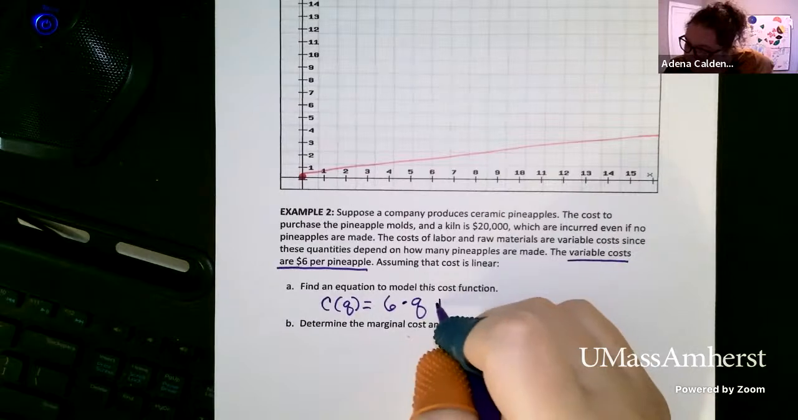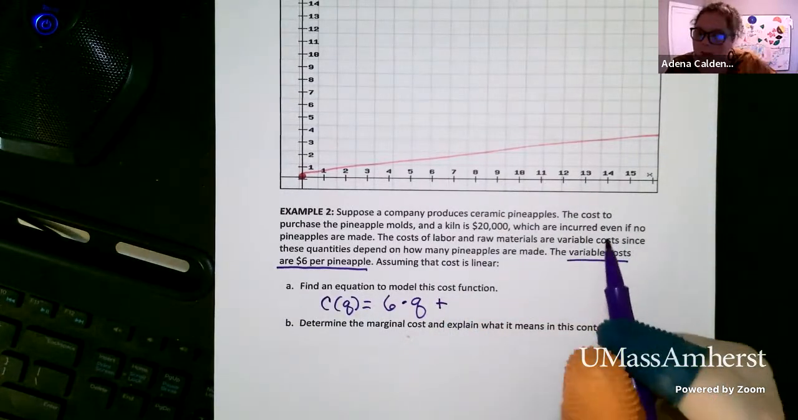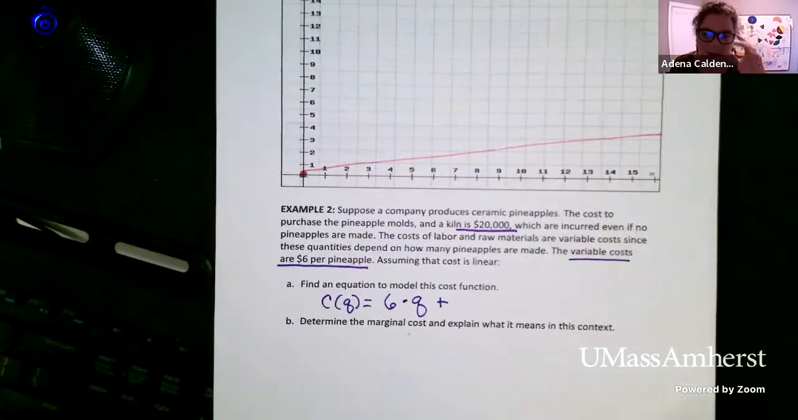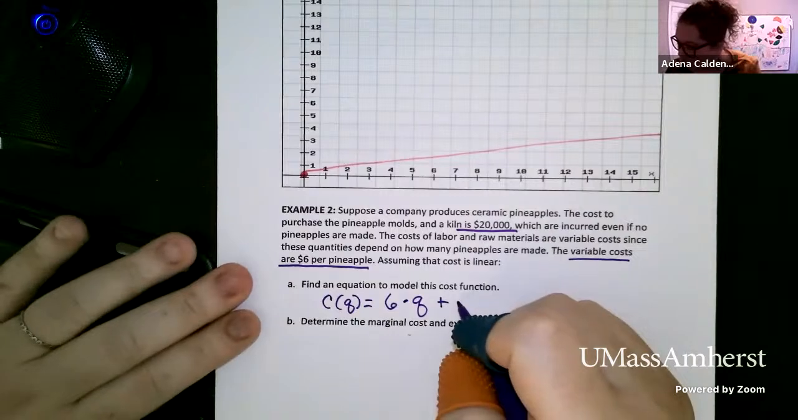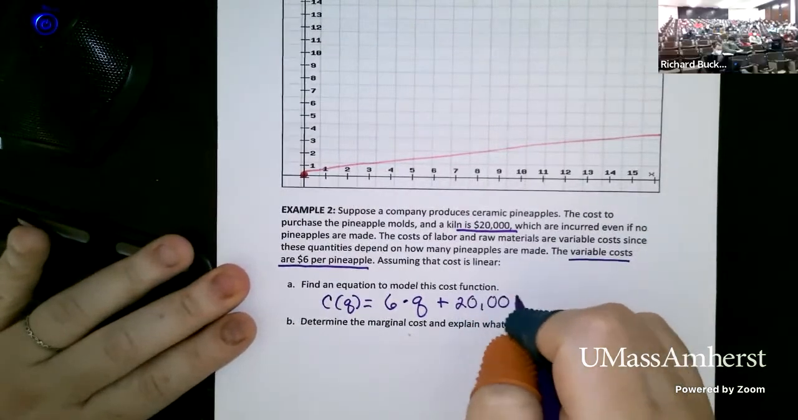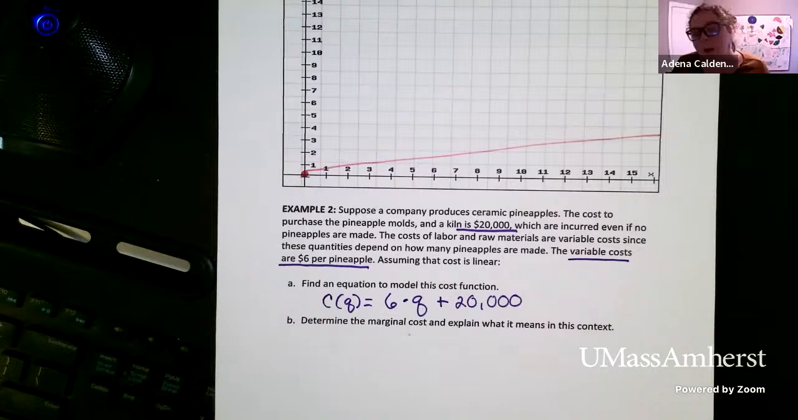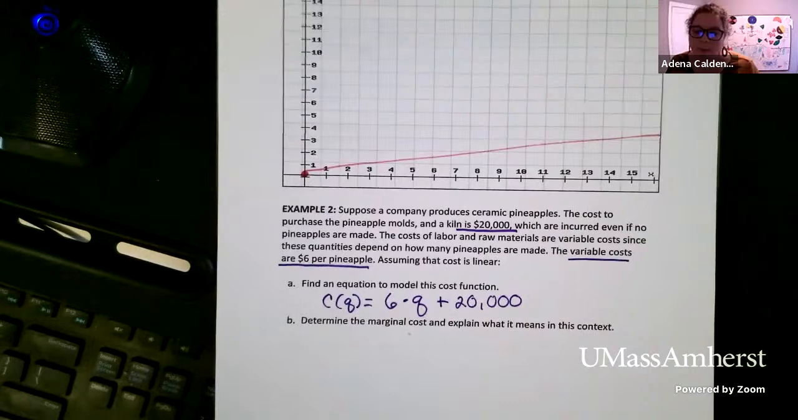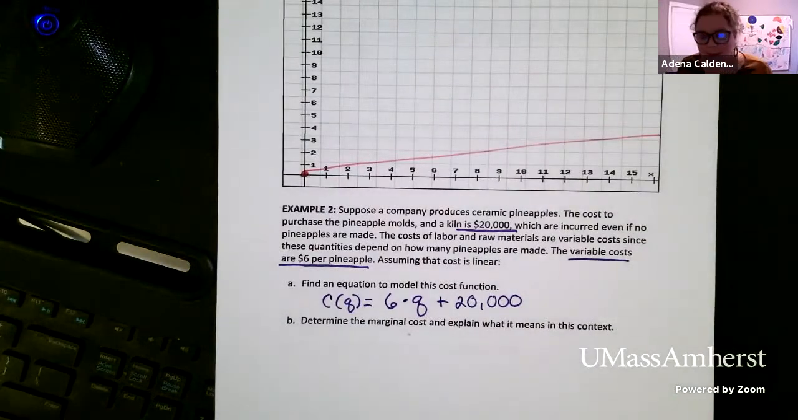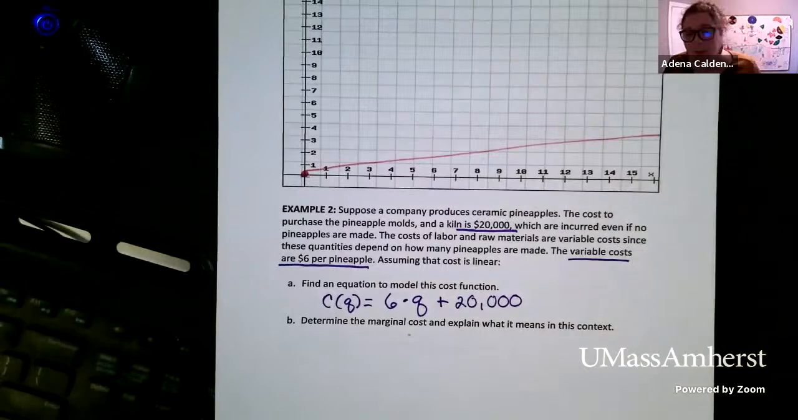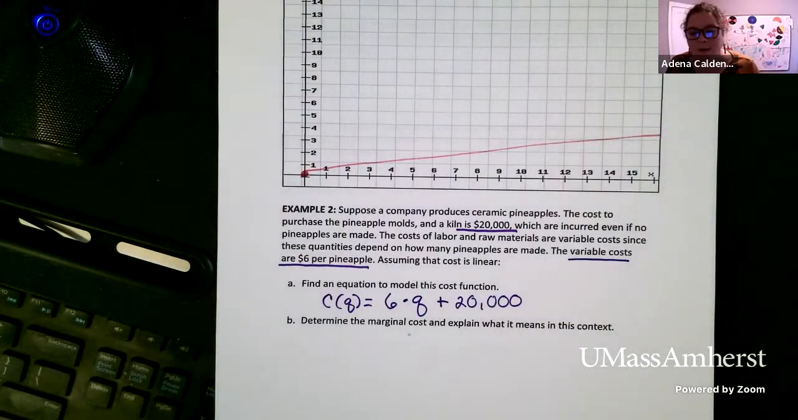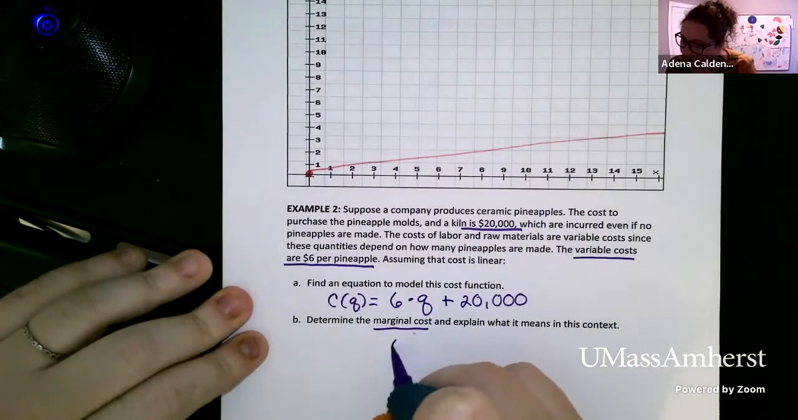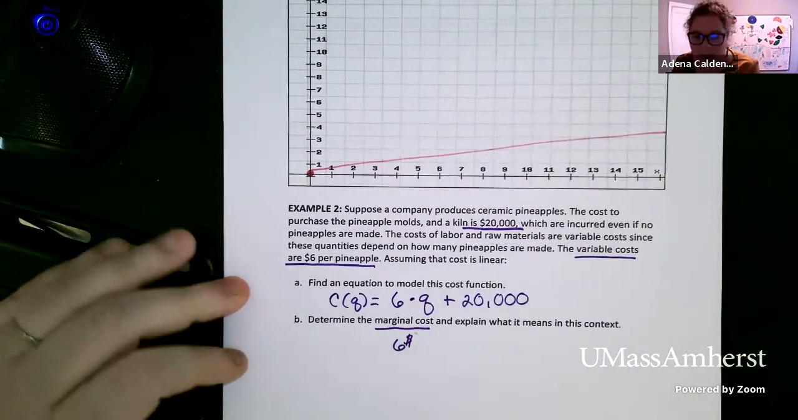And then we need a plus B, right? So that's our fixed cost. So here, this is the cost, even if nothing else is made, right? That's our upfront investment. So 6Q plus 20,000. That's our cost function for this scenario. Part B says determine the marginal cost and explain what it means in this context. So again, for a linear function, the variable cost is the marginal cost. And so the marginal cost here is $6.